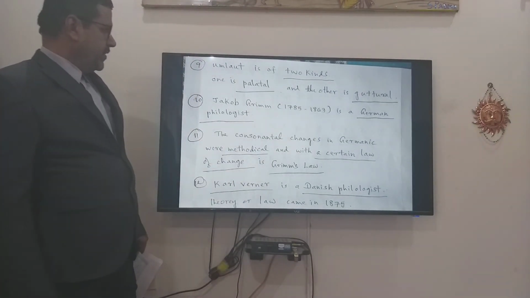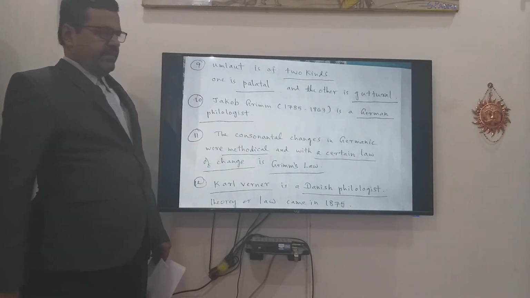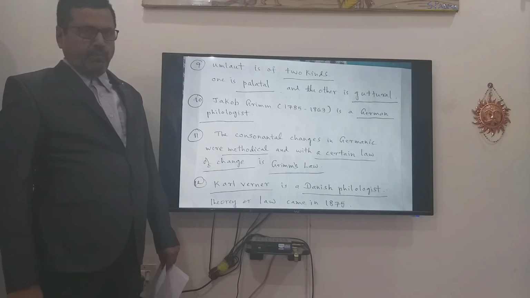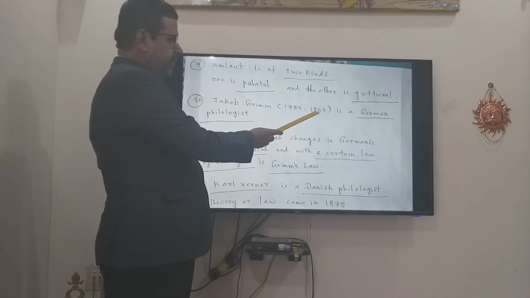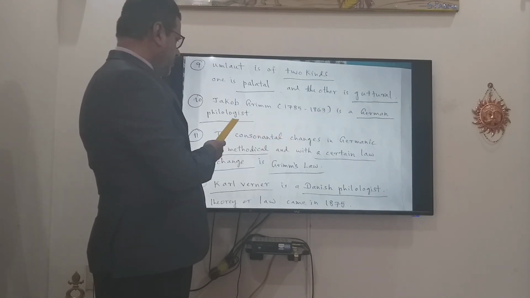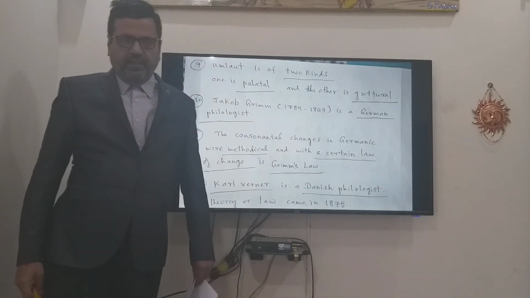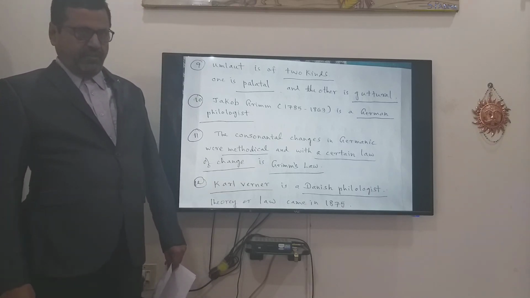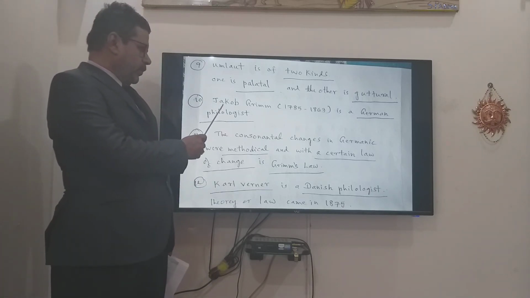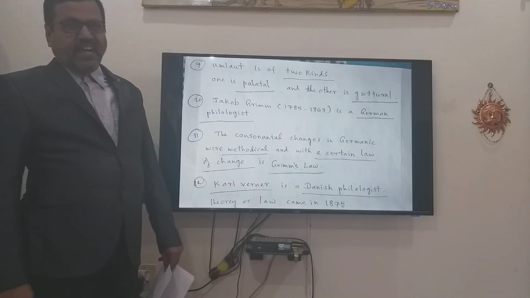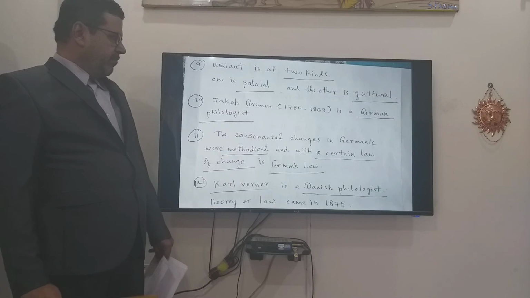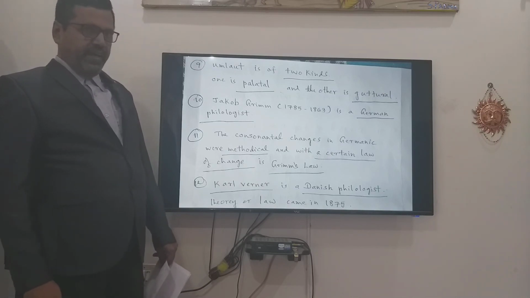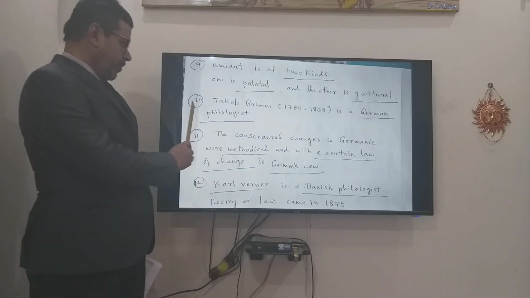Next, Jacob Grimm. This name is very important, like Noam Chomsky. Remember the duration, 1785-1863. He is a German philologist. He is an expert in language. So his name you have to remember. They may ask his nationality in the exam. Jacob Grimm is Hungarian, British, American, German? You have to say German philologist.